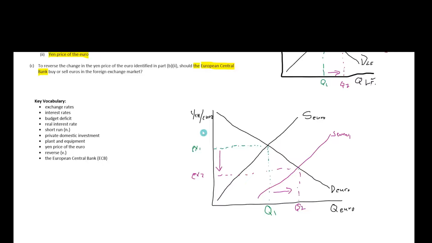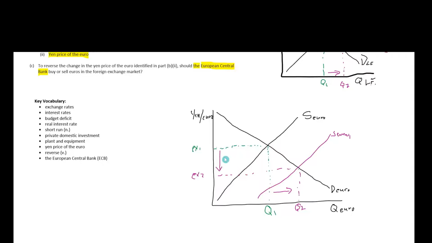Depreciation means a fall in value compared to another currency. And remember, if one currency is depreciating, the other currency is appreciating. Appreciate here means to go up in value, to rise in value. So we see a fall here in the value of the euro. So the explanation here would be holders of euros must supply euros to purchase yen. So that would be an increase in the supply.